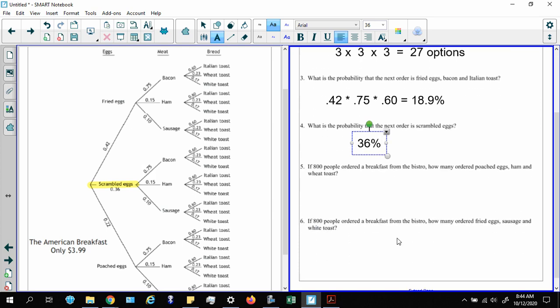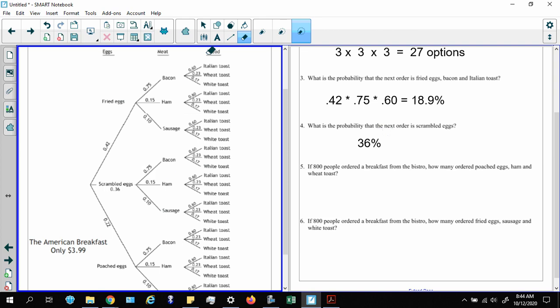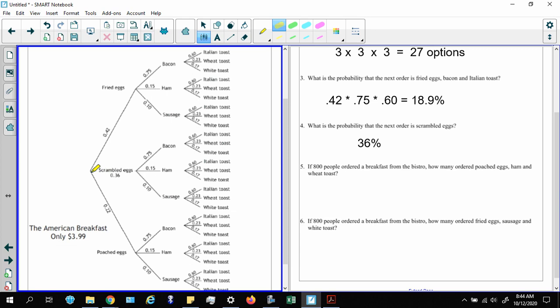All right, now, question number 5. If 800 people ordered a breakfast from the bistro, how many ordered poached eggs, ham, and wheat toast? Okay, well, 800 people, how many ordered poached eggs? Well, that's 22% right there. There's that branch. Ham, which is right there, 15%, and wheat toast. Wheat toast is right here, which is 23%.